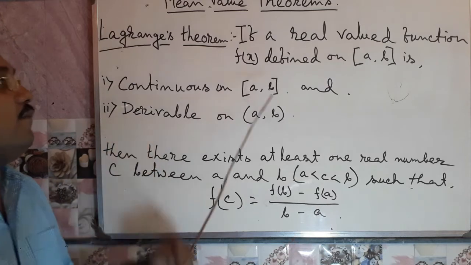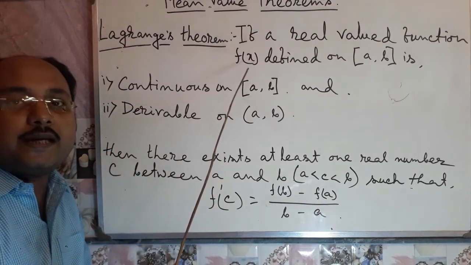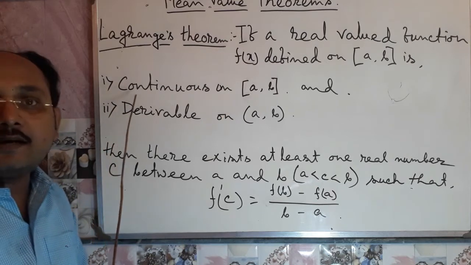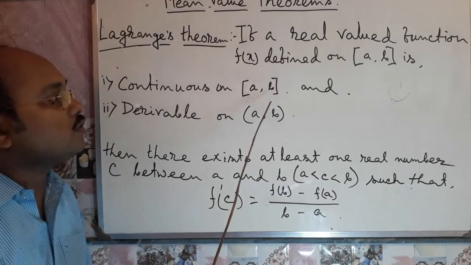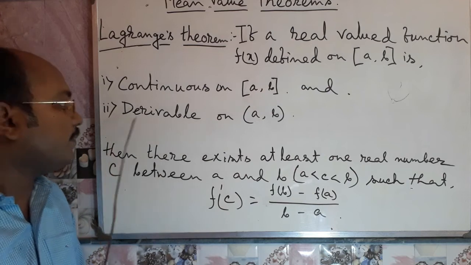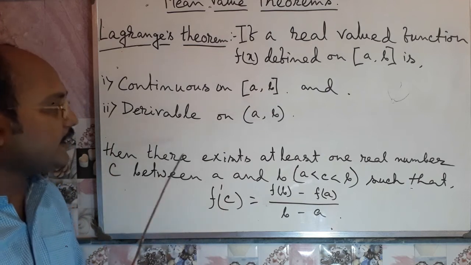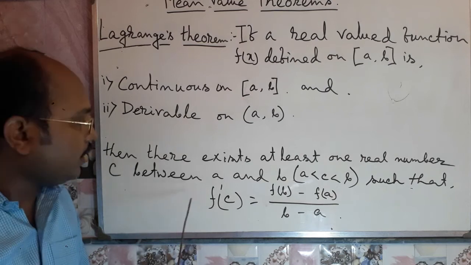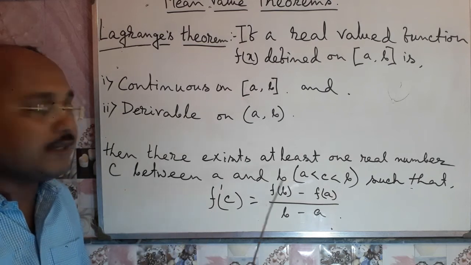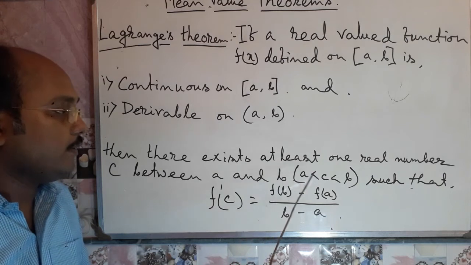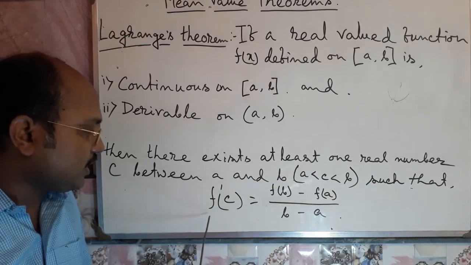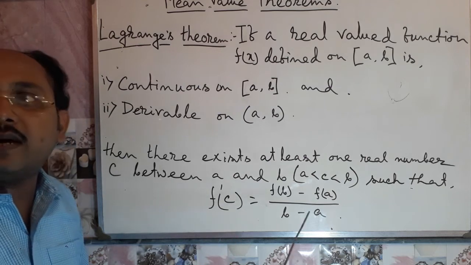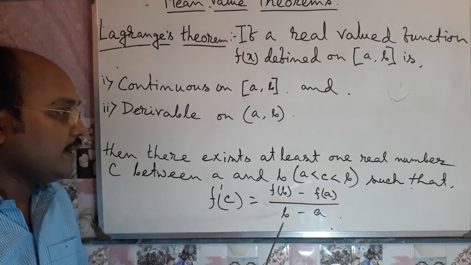The real valued function f(x) follows only two conditions: it is continuous on closed interval [a, b] and it is derivable on open interval (a, b). Then there exists at least one real number c in between a and b, that is in open interval (a, b), such that the first order derivative at the point c, that is f'(c), is equal to (f(b) minus f(a)) by (b minus a).